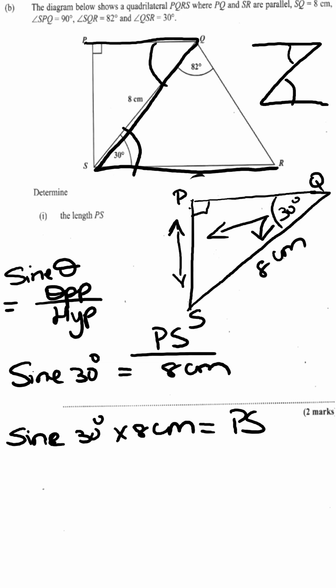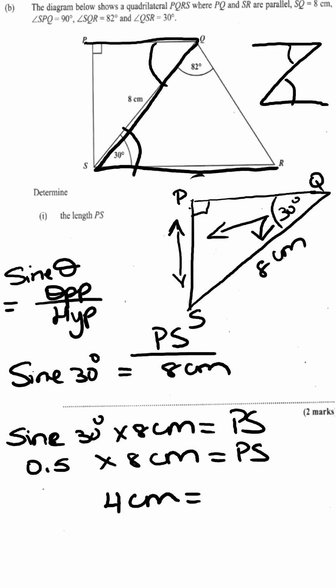Now we go to our calculators and look for the sine function of 30 degrees, which is equivalent to 0.5, multiplied by 8 centimeters is equal to side PS. 0.5 multiplied by 8 is going to give us 4 centimeters, which is equal to side PS.